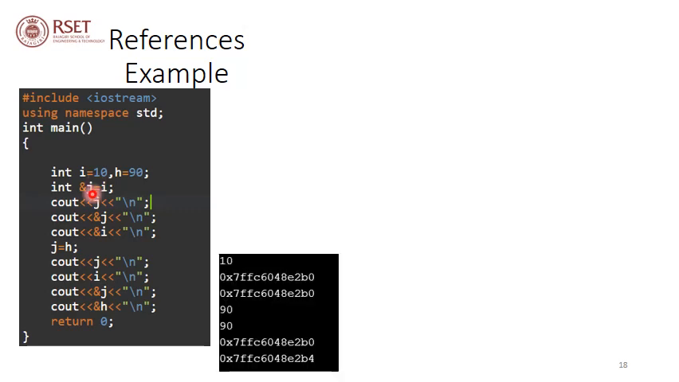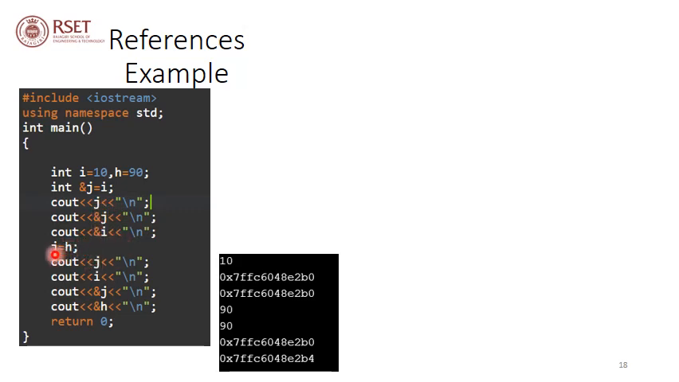I will show you the output. Corresponding to the first cout statement, you have the value of j is 10, which is the value within i itself. And you can see the address of j and address of i. Ampersand j and ampersand i will both give you the same address, 0x7ffc6048E2B0. So both of them point to the same memory location, and j is just an alternative name for i.